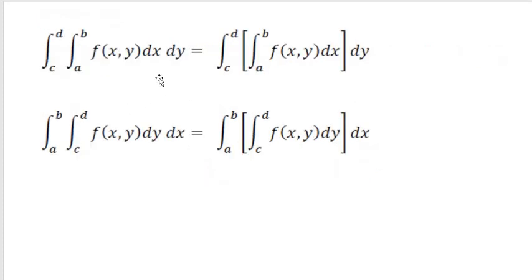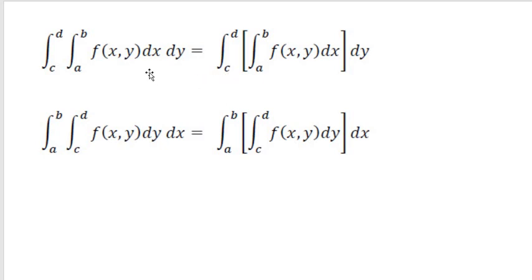So when we consider a rectangular shaped region, the double integral is given by the integral from c to d, integral from a to b of f of x y dx dy. So here, first integrate with respect to x between the limits of x, and then integrate the answer with respect to y between the limits of y.